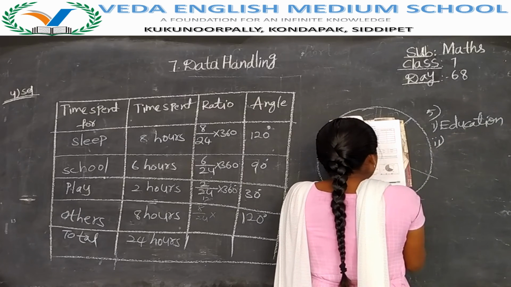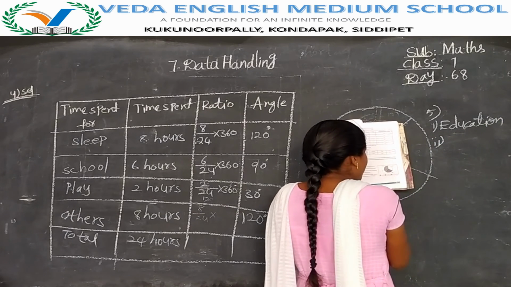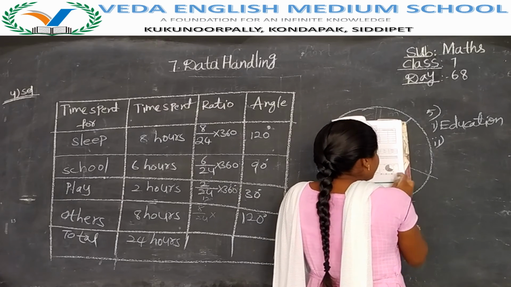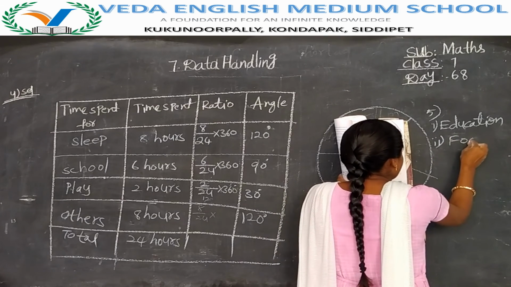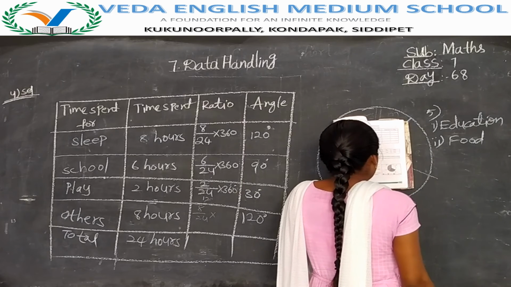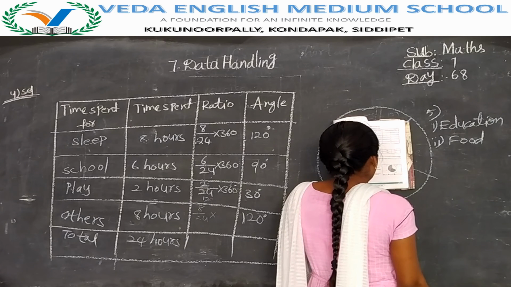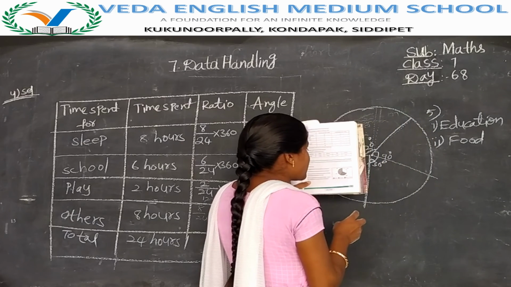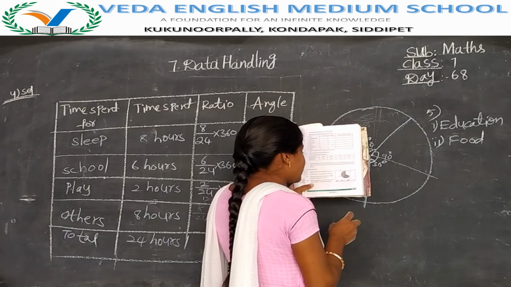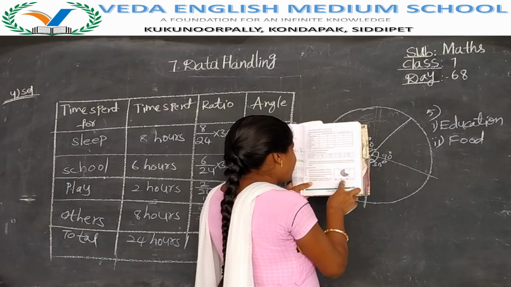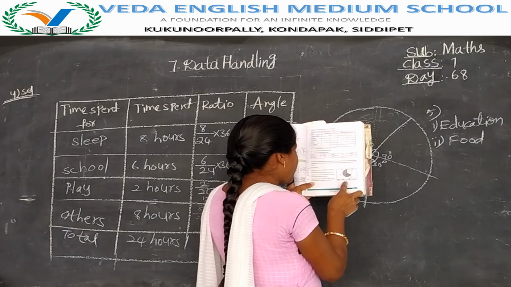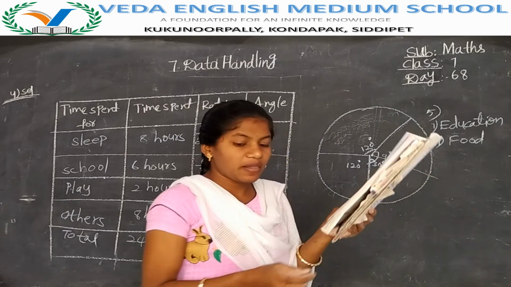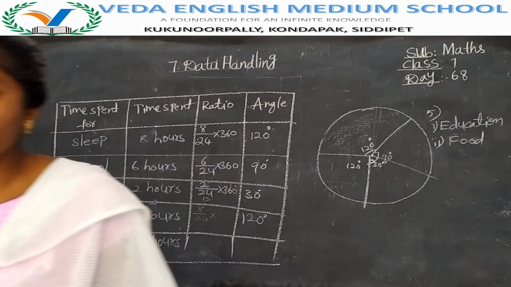Then the second answer. On which item is the expenditure maximum? More, where is it more? Food. Then if the monthly income of the family is 9,000, what is the expenditure on rent? On rent, how much do they spend? They are asking, then the monthly income of the family is 9,000 rupees. Then what is the expenditure?